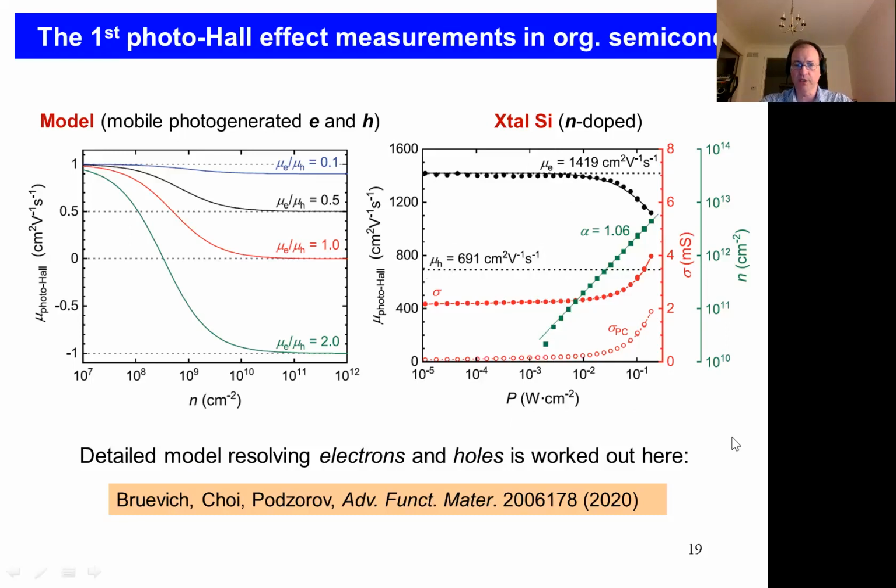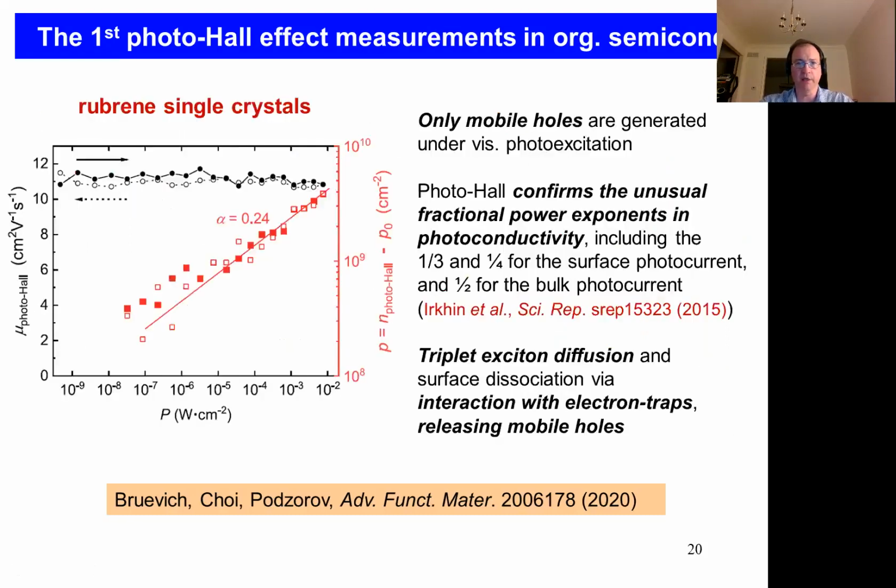So the model works, and now we apply it to rubrene, and we see something that is completely unexpected. This plot shows the photohole mobility measured in high purity rubrene single crystals. It is shown here with black symbols, and you can see that it is flat. It's just flat. There's no roll-off. It's very flat over many orders of magnitude in light intensity.